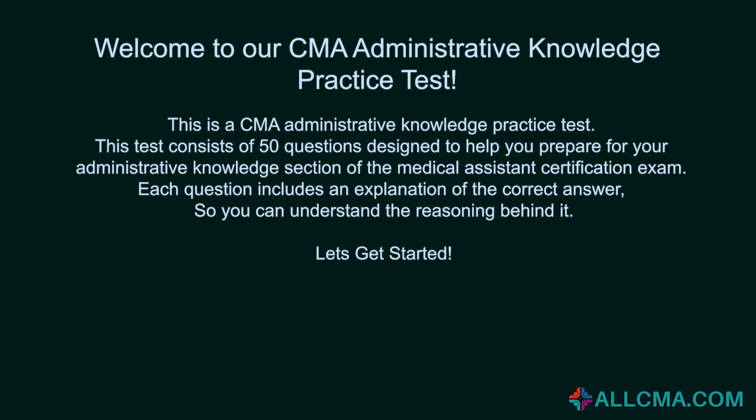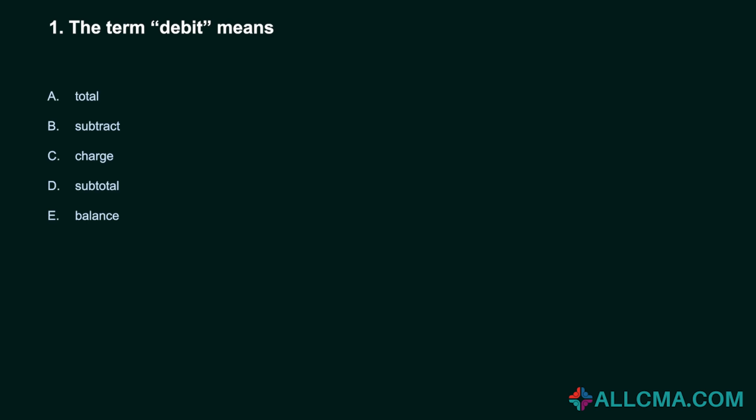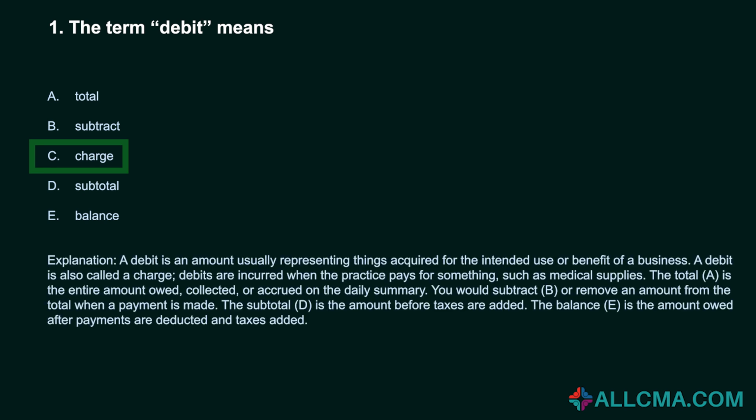Let's get started. 1. The term debit means A. Total, B. Subtract, C. Charge, D. Subtotal, E. Balance. Correct answer, C. Charge. A debit is an amount usually representing things acquired for the intended use or benefit of a business. A debit is also called a charge. Debits are incurred when the practice pays for something, such as medical supplies.